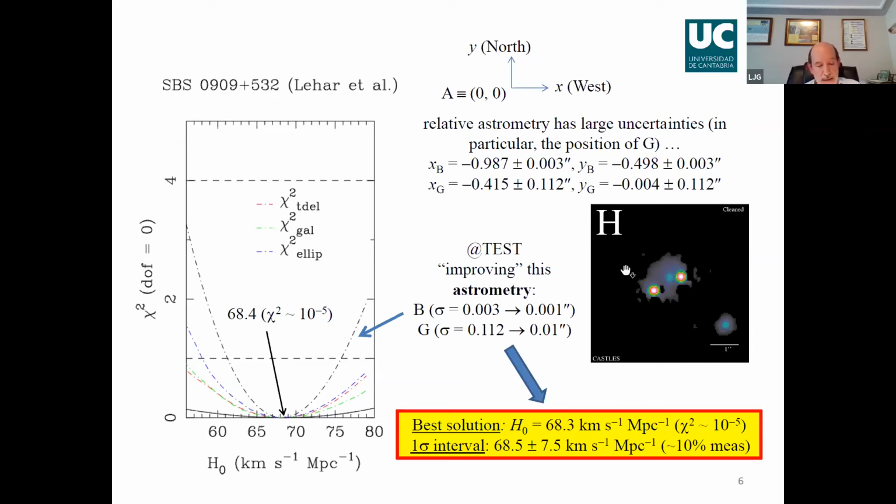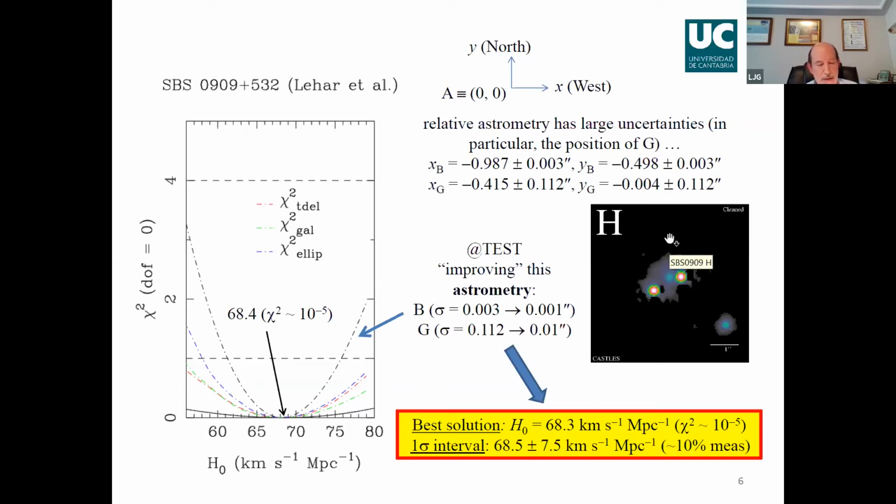As we can see in the CASTLES H-band frame of the lens system, the lens galaxy is very faint and its center is close to one of the quasar images, and the relative position was determined with a large uncertainty of 100 milliarcseconds in this case. If we were able to improve the LIHA astrometry, decreasing errors of B and G by a factor 3 and 10, respectively, the best solution of H0 would be practically the same, 68.4, 68.3, but its uncertainty would be dramatically decreased to about 10%.